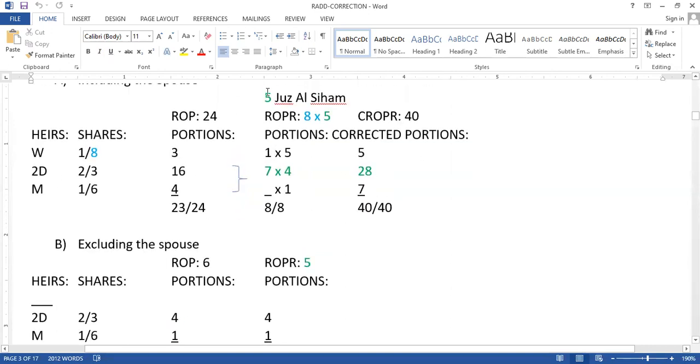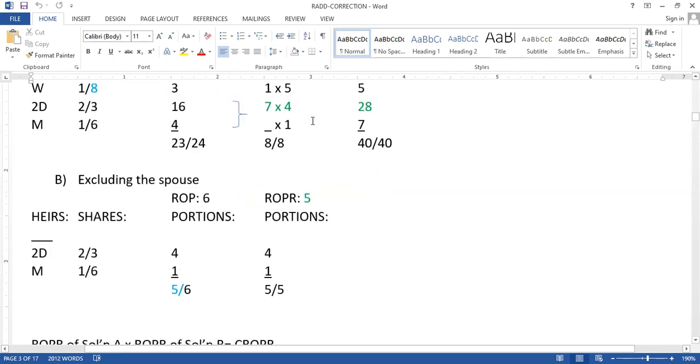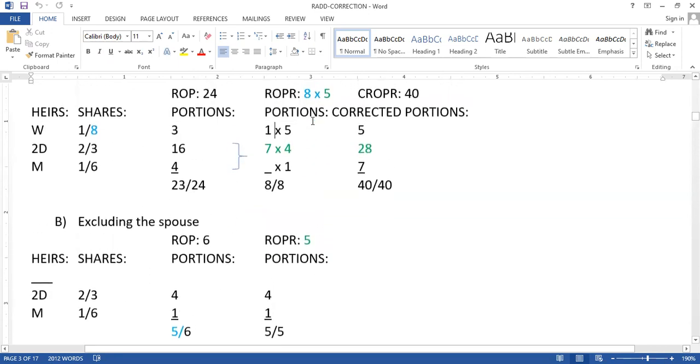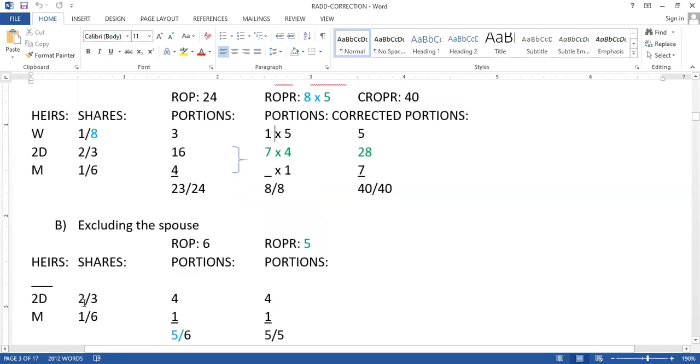Disregard nyo muna yung Joseph, pati yung ating corrected ROPR. Okay? So, dito, excluded na si spouse. Okay? So, 2 daughters and mother. So, their shares the same. ROP is 6. And 6 divided by 3 times 2 is 4. And 6 divided by 6 times 1 is equals to 1. So, 4 plus 1 is equals to 5 all over 6. So, just copy. Dahil Radd na naman siya. Copy. ROPR is 5. And then copy their share. 4 plus 1 is equals to 5 all over 5.